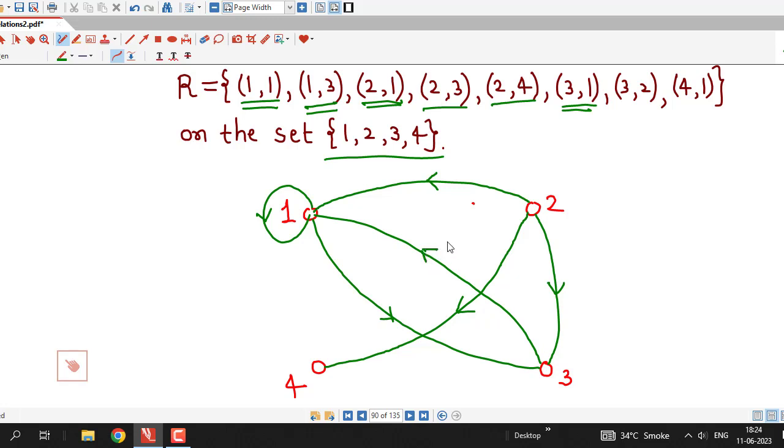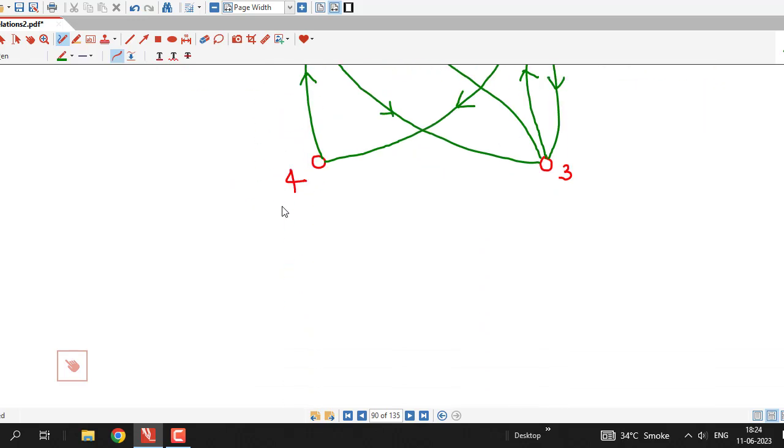3, 1 belongs to R, and 1, 3 is also in R. Then 3 is related to 2, so here also we have a reverse edge between 3 and 2. And the last one is 4 is related to 1, that is an edge between 4 and 1. This is the diagram of this relation.